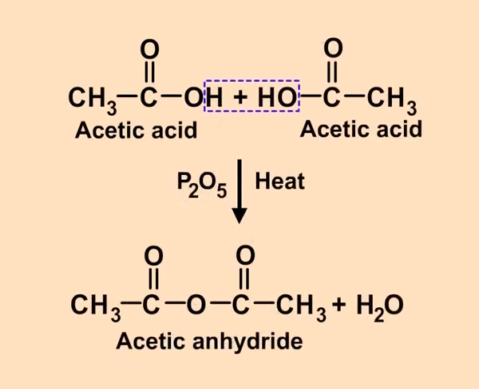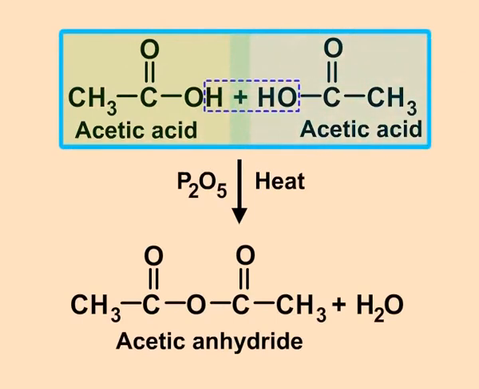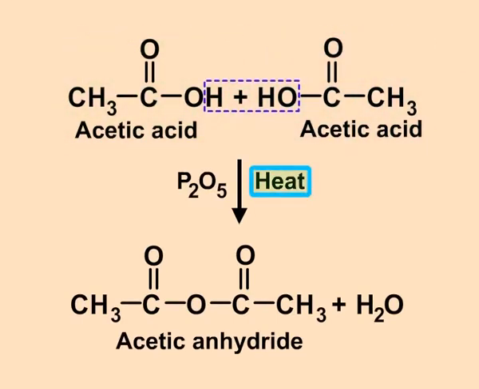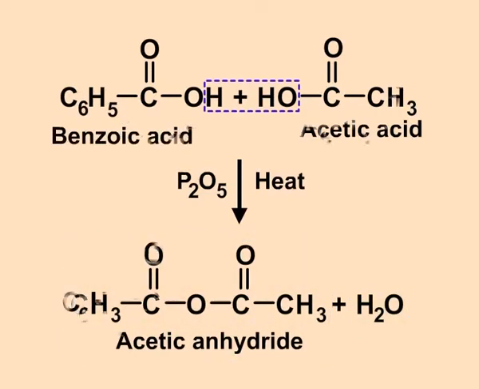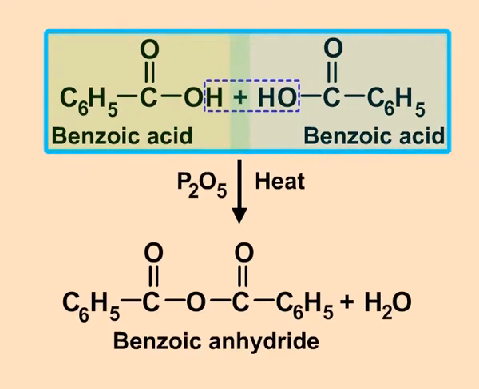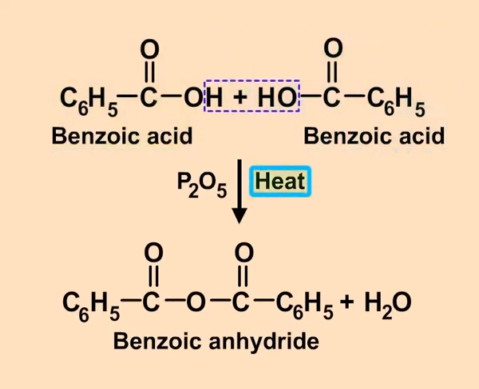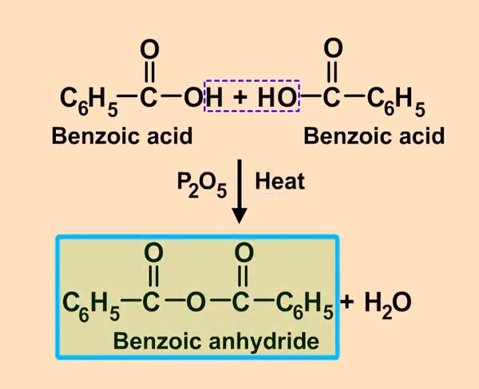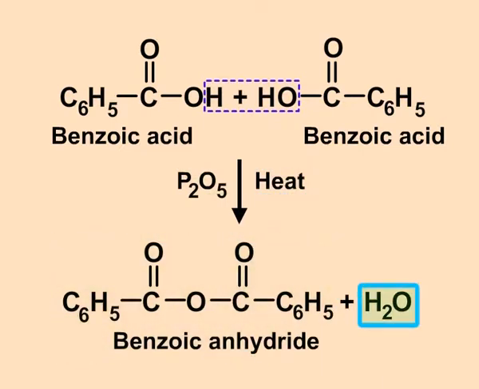Formation of acetic anhydride. Two molecules of acetic acid when heated with the dehydrating agent phosphorus pentoxide form acetic anhydride and water. Two molecules of benzoic acid when heated with phosphorus pentoxide form benzoic anhydride and water.